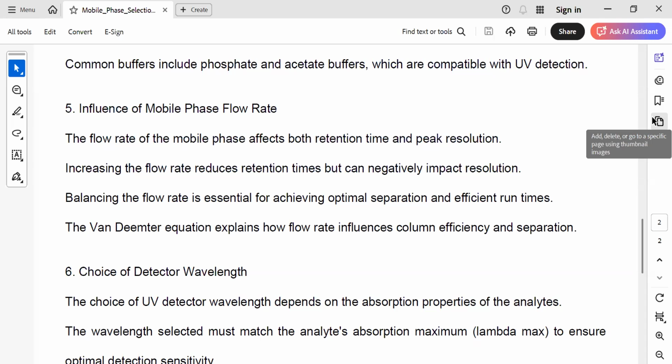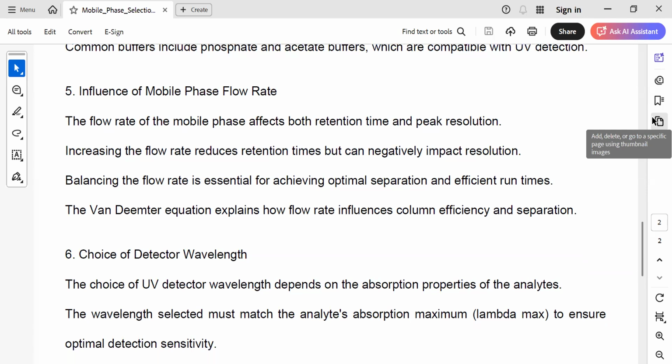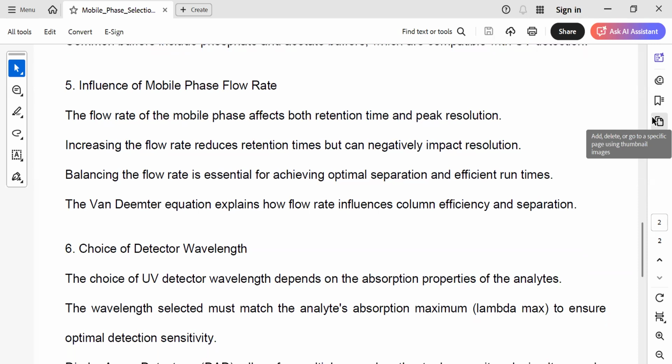And how can this be helped? If you are not missing, we have seen the Van Deemter equation. What does it explain? It explains the relationship between the flow rates and how they influence the separation. So this is the influence of the mobile phase flow rate.